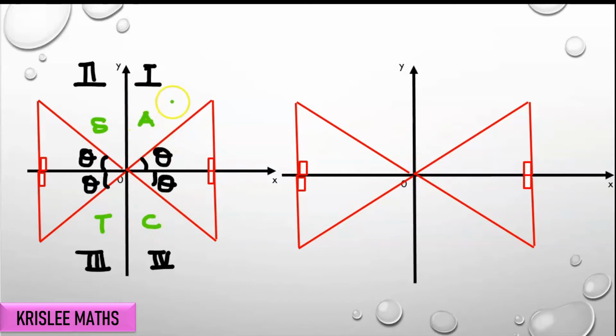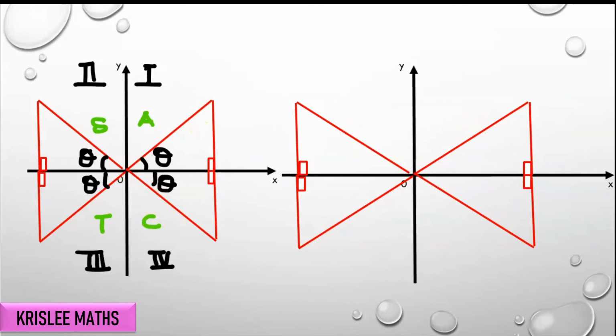Remember, in the first quadrant all are positive, in the second quadrant only sine is positive, the rest will be negative. In the third quadrant only tangent is positive, in the fourth quadrant only cos is positive.